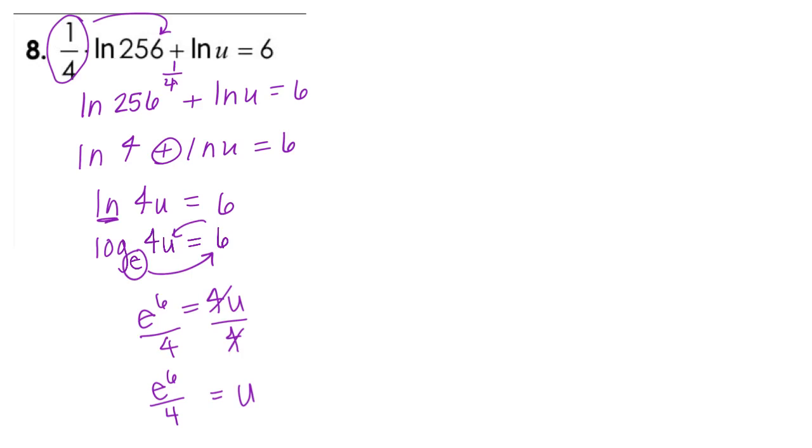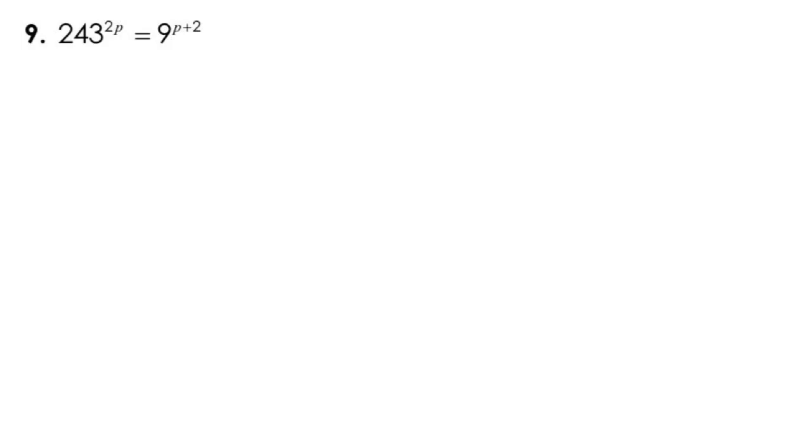All right, next problem. Now these are the types of problems where we had to change our bases. Now we could not change the value of the base. We had to change what it looked like. And with 243 and 9, we could rewrite both of these to be 3 to some power, and that's how we knew which base to use.